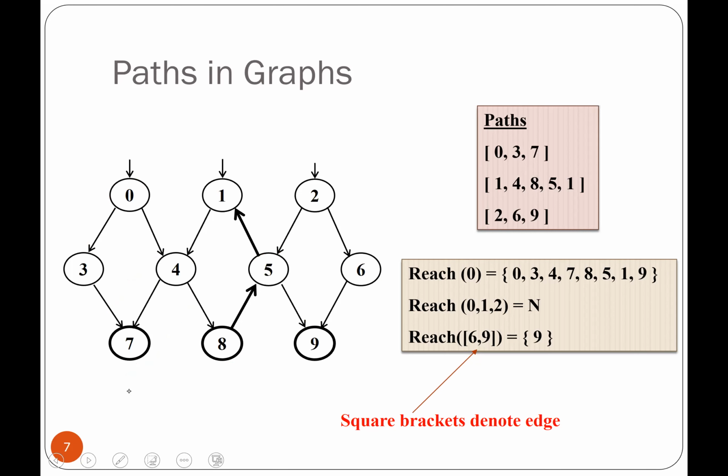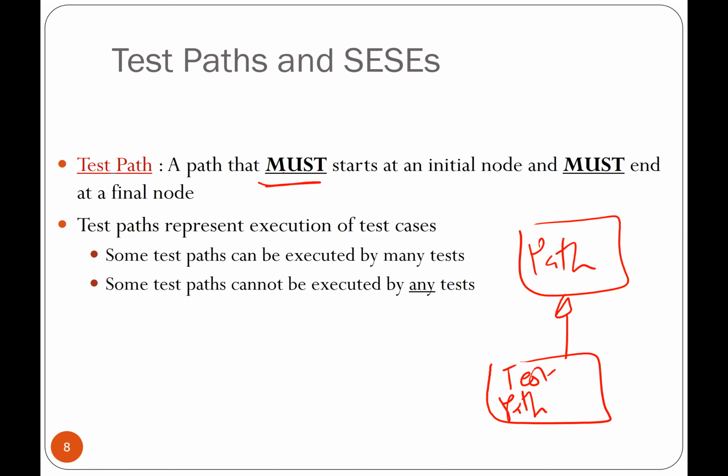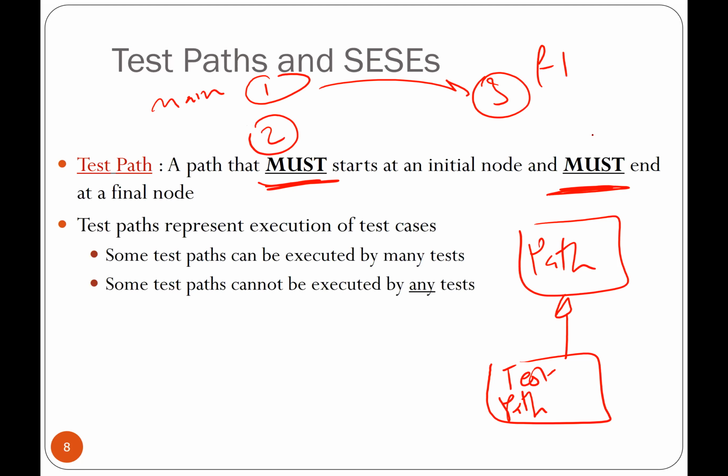with a test path, I must begin at an initial node, and I must end at a final node. This really represents the way code is executed. So I have a main function, and it has two chunks of code, one and two. Then the main function calls function one, and function one calls function two, that's node number four. At some point, function two completes, goes back to three, goes back to one, but then it continues on the rest of the second half of the main, and then it exits. So this is an initial node, and this is a final node.